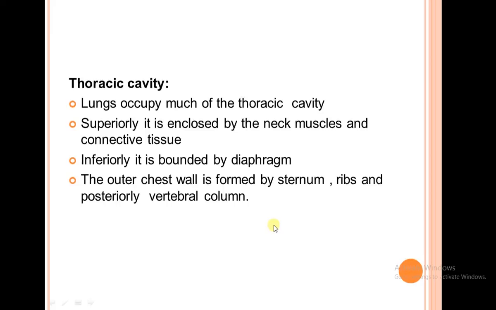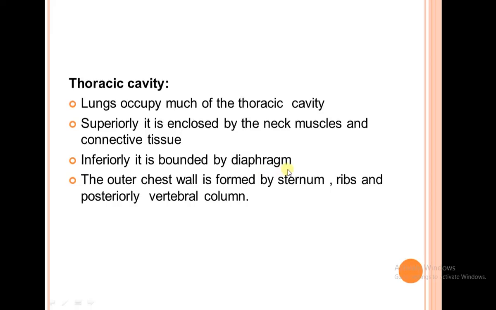Now we will move on to the next anatomical structure, which is the thoracic cavity. Why are we discussing the thoracic cavity here? Just because of the fact that lungs are present within the thoracic cavity. This cavity is closed. It is separated from the rest of the structures. Superiorly, it is enclosed by the neck muscles and the connective tissue. Inferiorly, the thoracic cavity is bounded by the diaphragm.